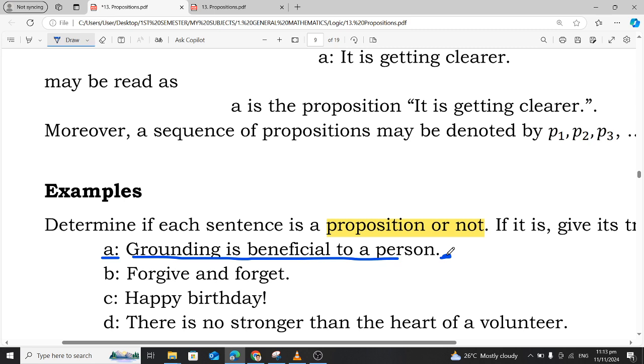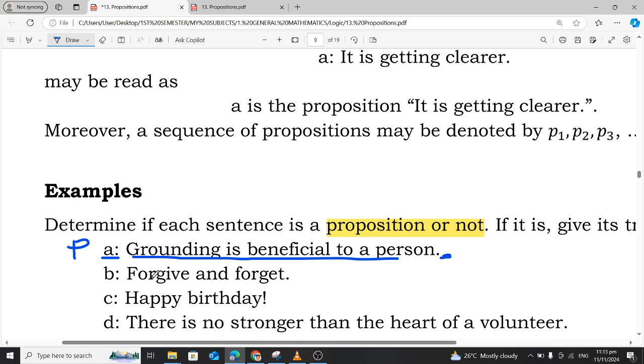It's a sentence that gives information. Then, sa iyang truth value, naa ba siya truth value? Yes, naa siya truth value. It is true. No, true siya, tinuod. Grounding is beneficial to a person. So if you are confused what is grounding, kindly research. Okay? So number one, or A, is a proposition. Again, ngano proposition si A? Tungod kay declarative sentence as well as naa siya truth value, which is true.